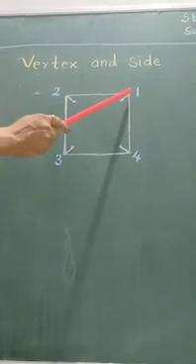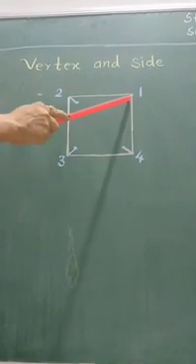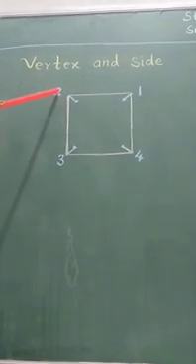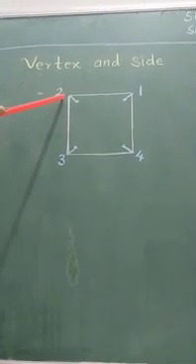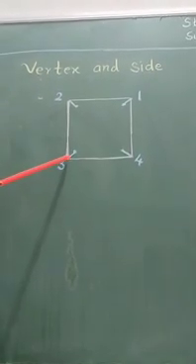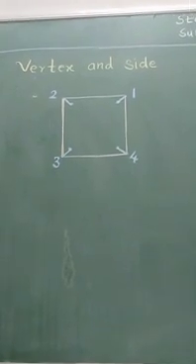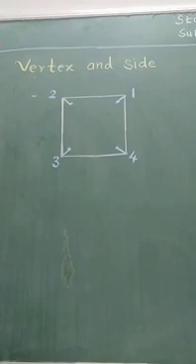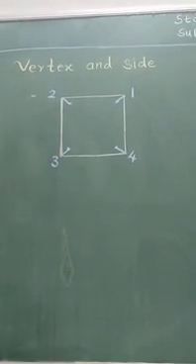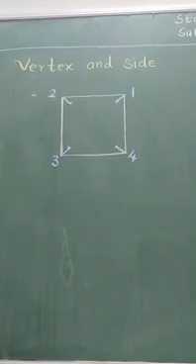Suppose, see here is first corner, second corner, third corner, fourth corner. Each corner is called a vertex. The point where two sides meet is called a vertex. One corner will be called a vertex. Only one corner will be called a vertex. More than one corner, it will become vertices. Okay? Understand?